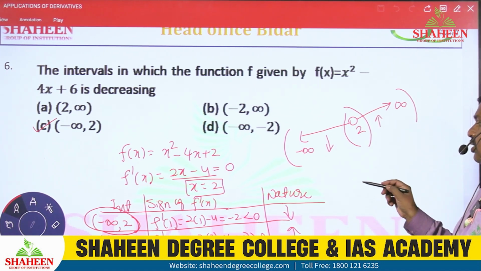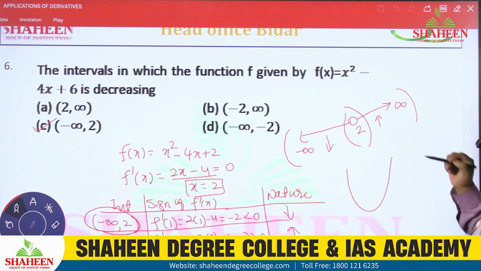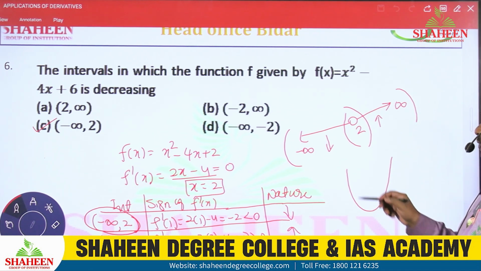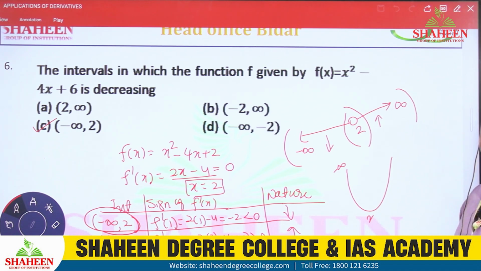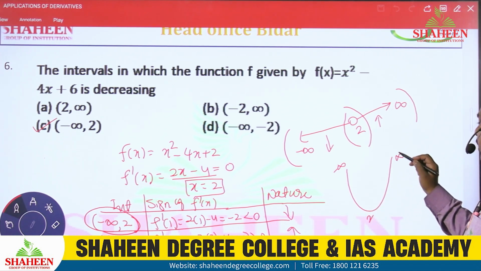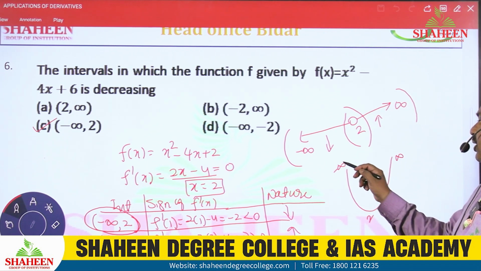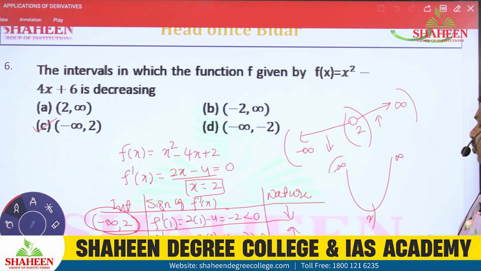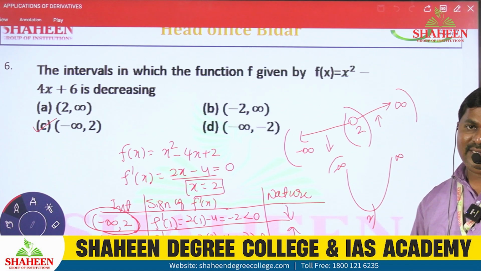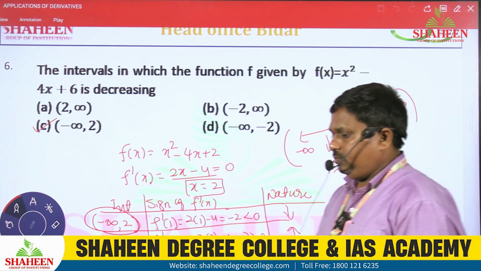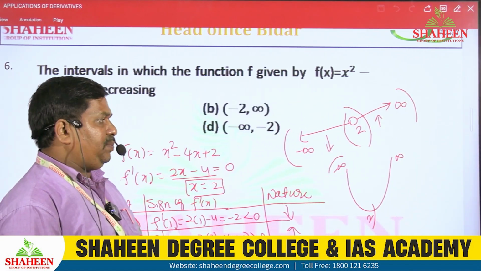Means the given function is decreasing in the first interval and increasing in the second interval, and this curve is like this. From minus infinity to 2 it is decreasing and from 2 to infinity it is increasing. Understood? So this is the kind of curve it is. We need to find in which interval it is decreasing, so minus infinity to 2 it is a decreasing function. Clear? Okay. So let us move to the next problem.